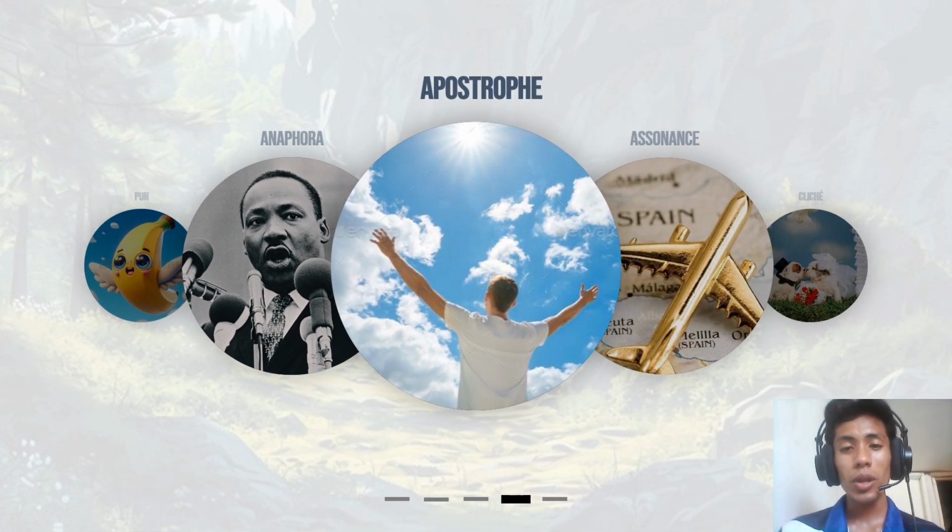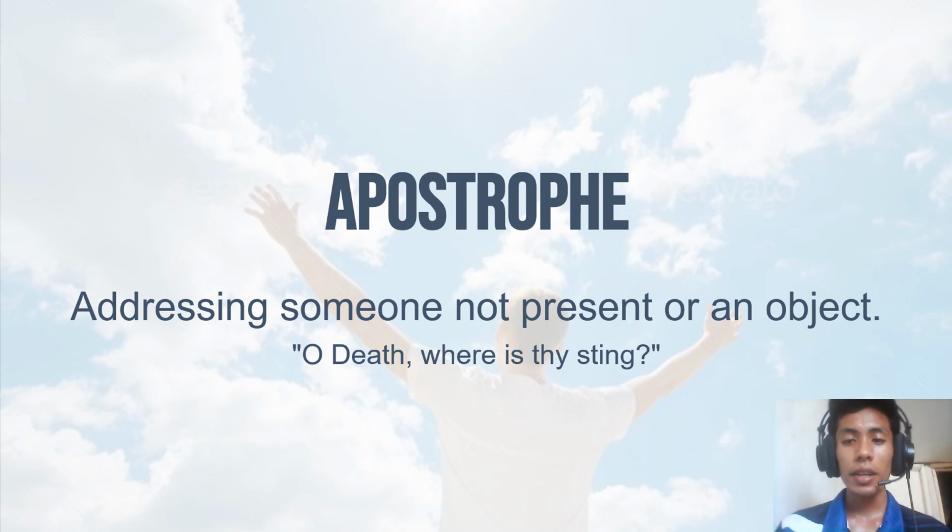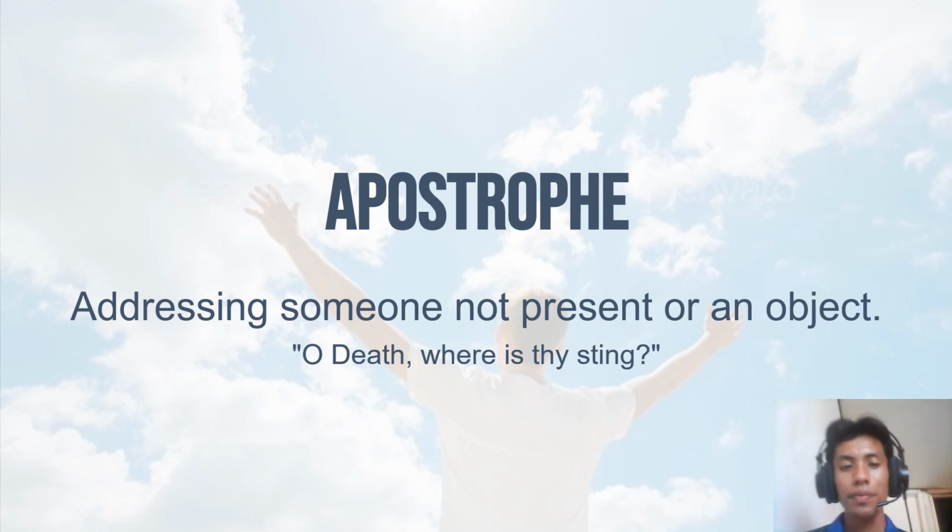The next one is what we call apostrophe. Apostrophe is addressing someone not present or an object. Example for this: oh death, where is thy sting?